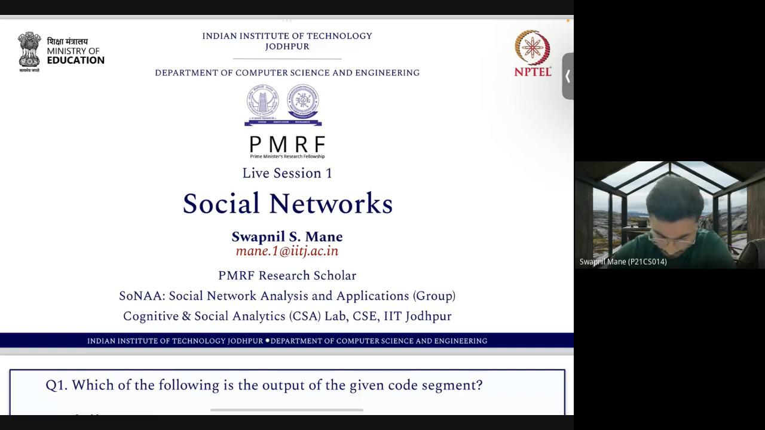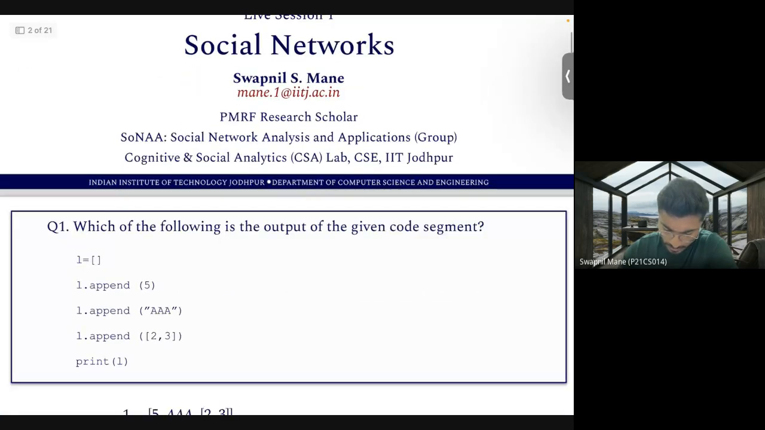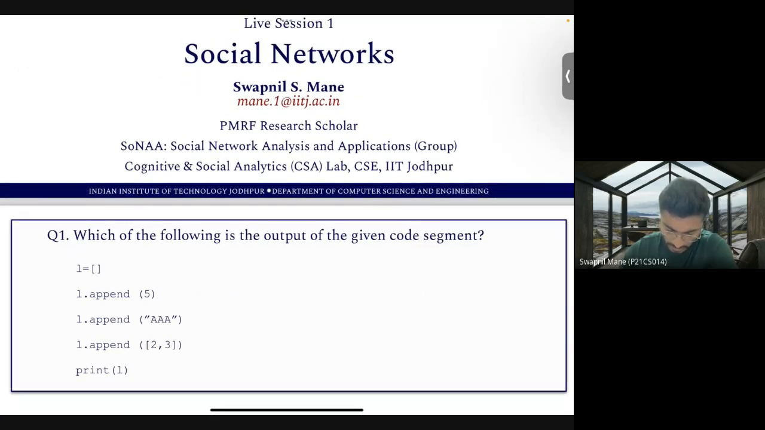Please go through this one program question. It is a simple question. What is the output of this code? Please analyze it. A simple list operation has been done here, where diverse data type items have been appended in the list. So what will be the output of this code? Anyone can answer this. This is a very basic Python question.